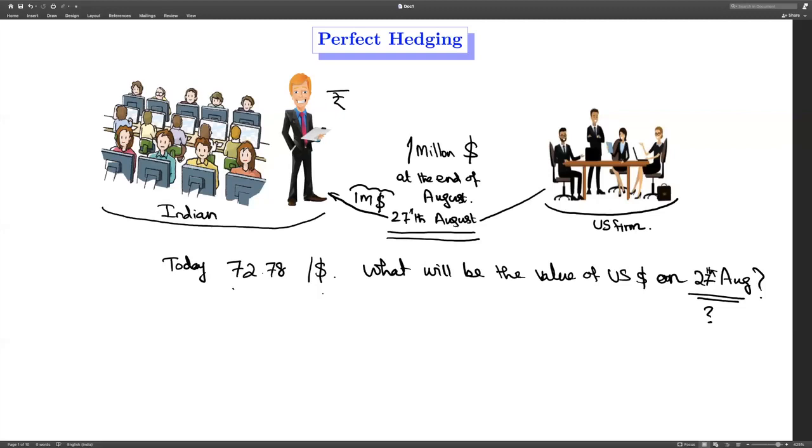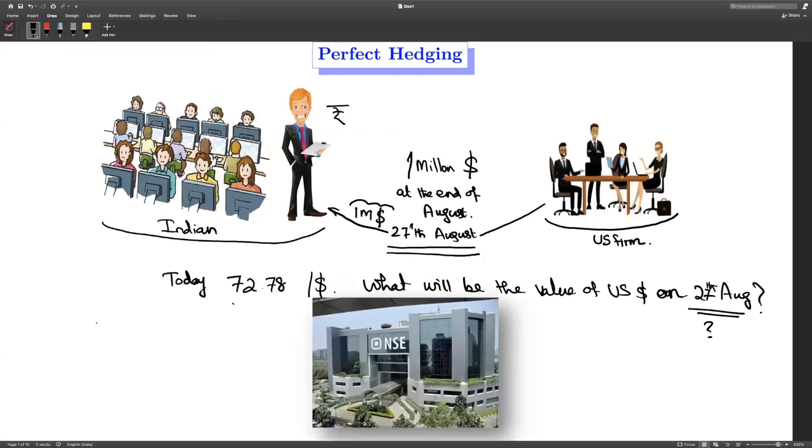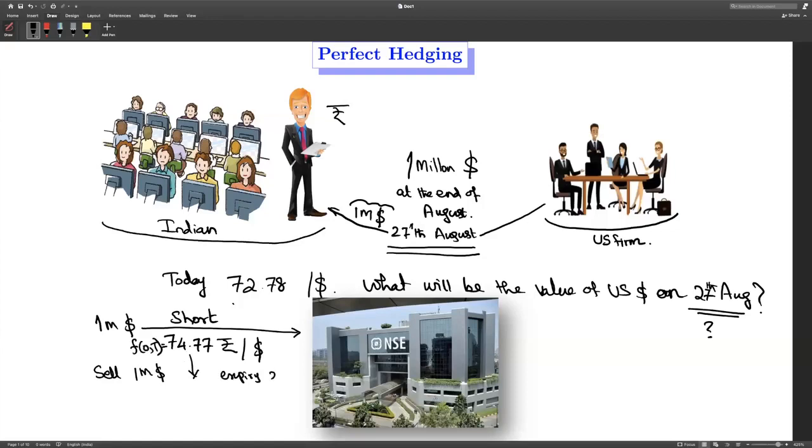For instance, let us assume that the manager of this Indian company goes for a future trade in the exchange. What he can do is sell $1 million in the future market. That is what we call short $1 million in the future market. Say today the rate is 74.77 rupees per dollar, and this is the future price, not the spot price. The spot price is 72.78, say. It means the Indian company will sell $1 million at this price. So this is your future price in the future market, and the expiry is 27th August.